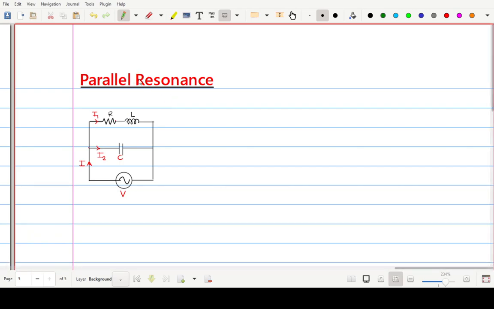Our today's topic is parallel resonance. Okay, so we have already seen series resonance. So today we will see parallel resonance.